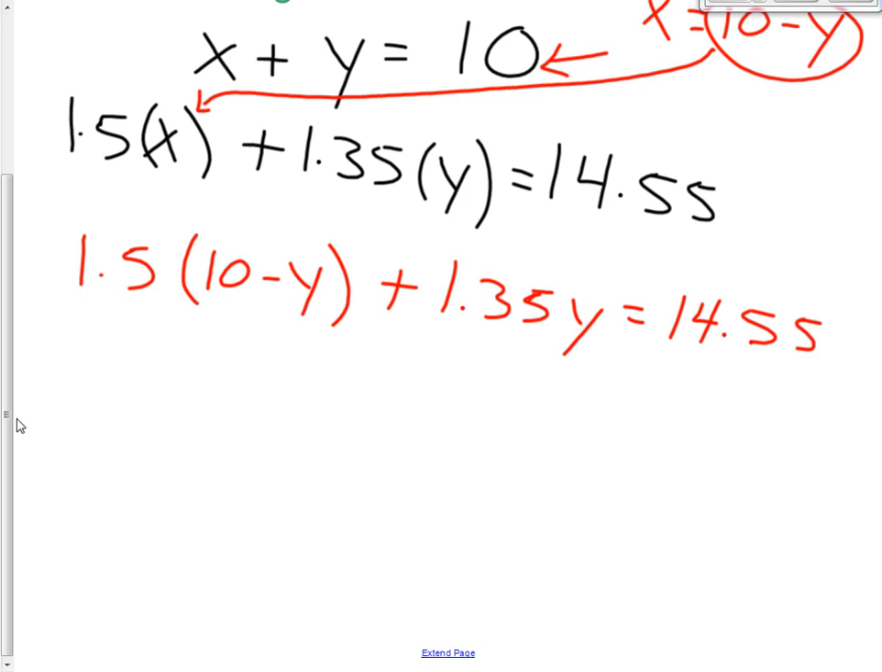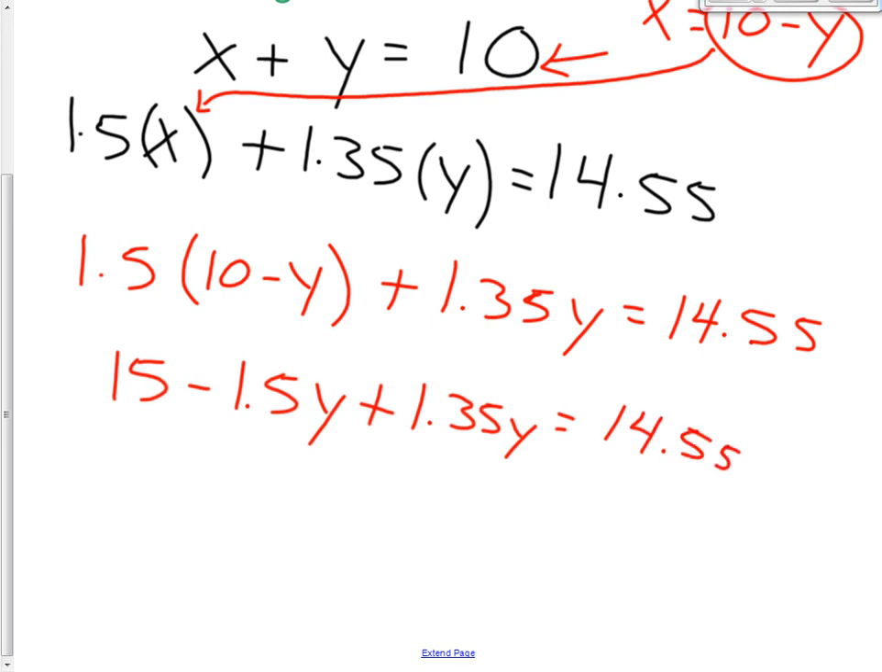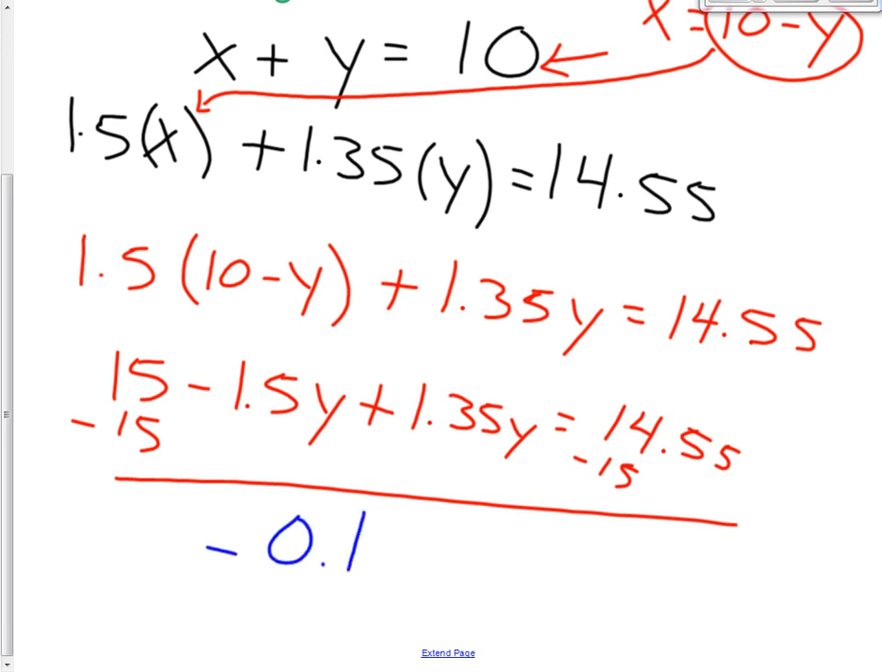So 1.5 times 10 is 15 minus 1.5y plus 1.35y equals 14.55. So now we are going to subtract 15 to get it onto this side. Combine like terms on the left, so negative 1.5y plus 1.35y is a negative 0.15y. That equals 14.55 minus 15 is a negative 0.45.